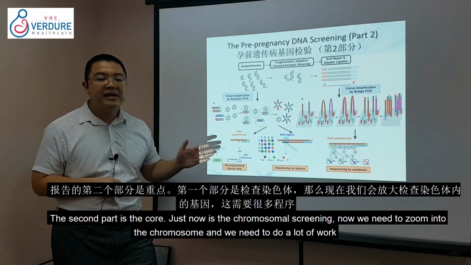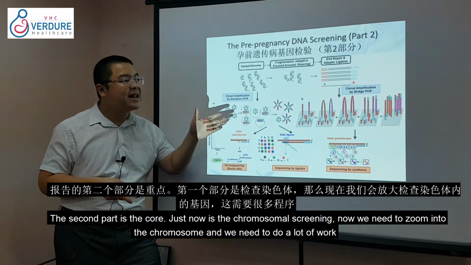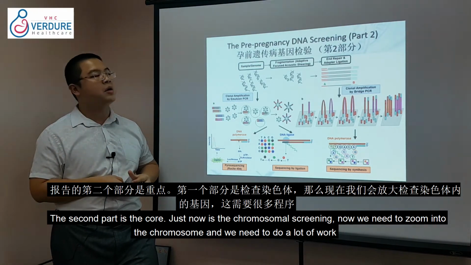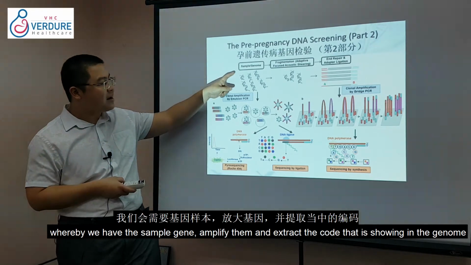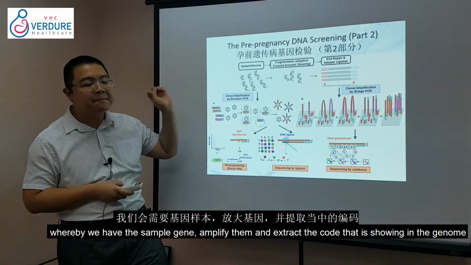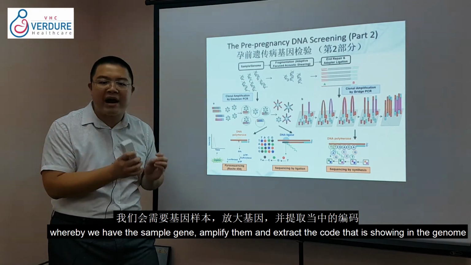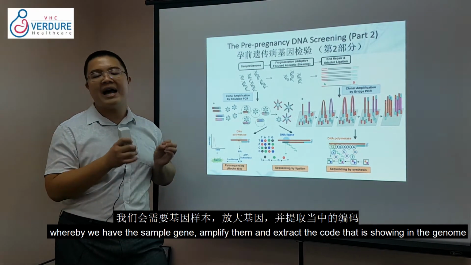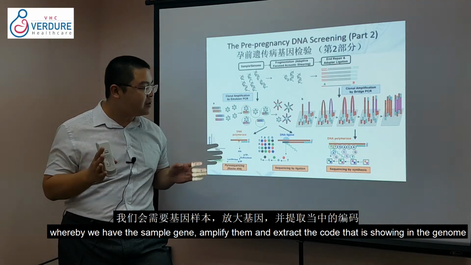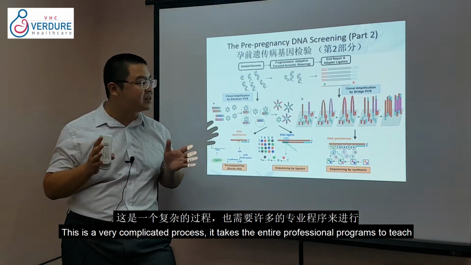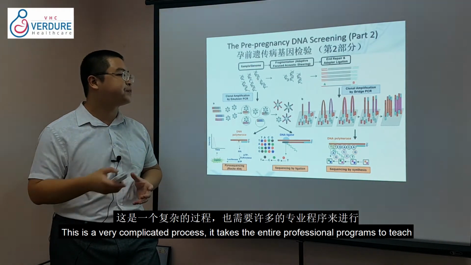So the second part is the core, okay? So just now it was chromosomal screening. Now we need to zoom in on the chromosome, and we need to do a lot of work whereby we take the sample genes and we amplify them. And we need to extract the code that is showing in the genome. And this is a very complicated process. It takes an entire professional program to actually teach.